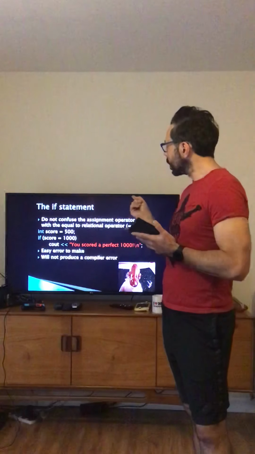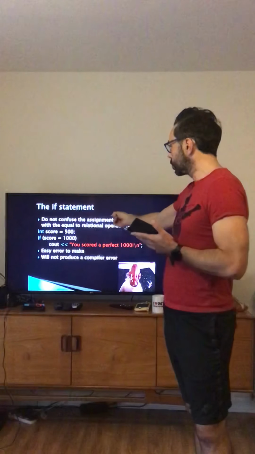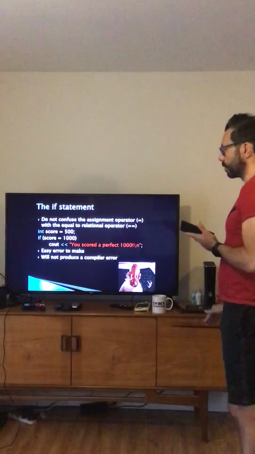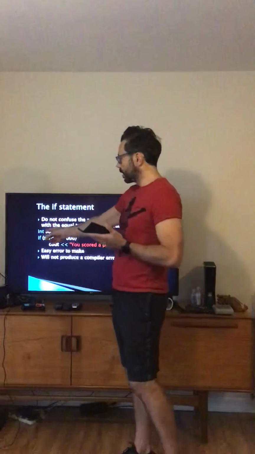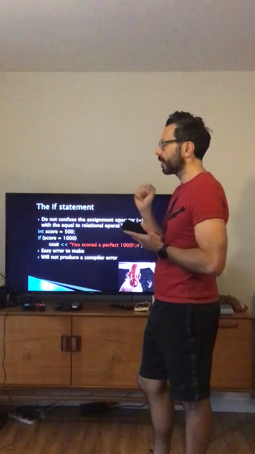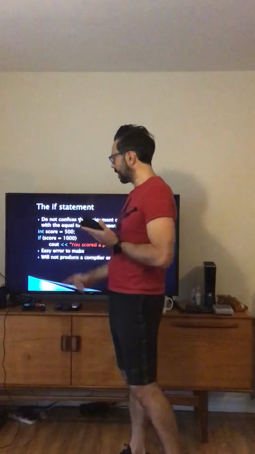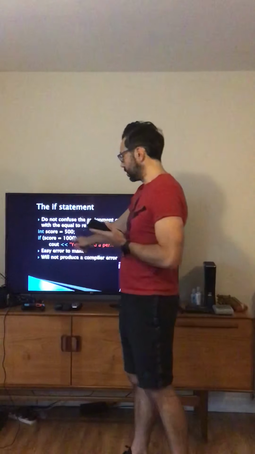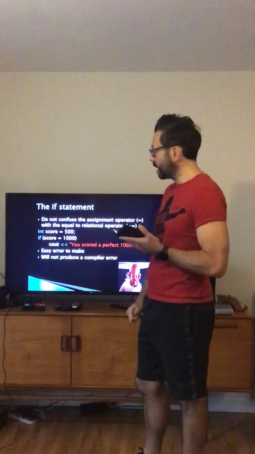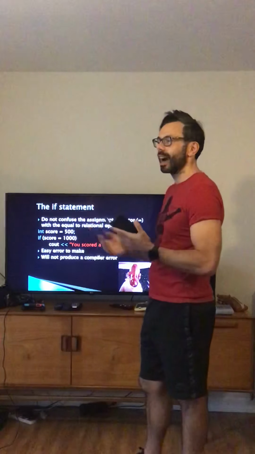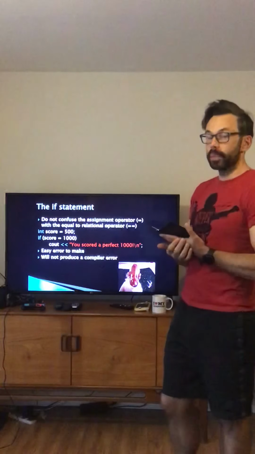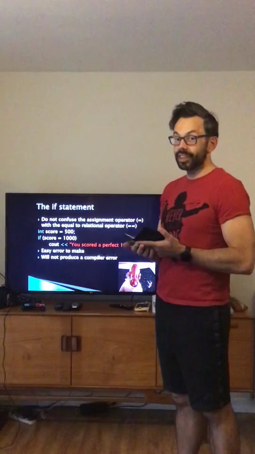Right! Do not confuse the assignment operator with the equal to relational operator. Be very, very careful of that. And if you do it, this is what happens. So you get an integer score is assigned to 500. So get used to reading code like that in your brain. Integer score is assigned to 500. If score is then assigned to 1000, then you scored a perfect score. And you've done it anyway because you've assigned it. You haven't actually done an equal to comparison. Easy error to make. Once again, will not produce a compiler error, and it's difficult to actually see. So it's a trap!